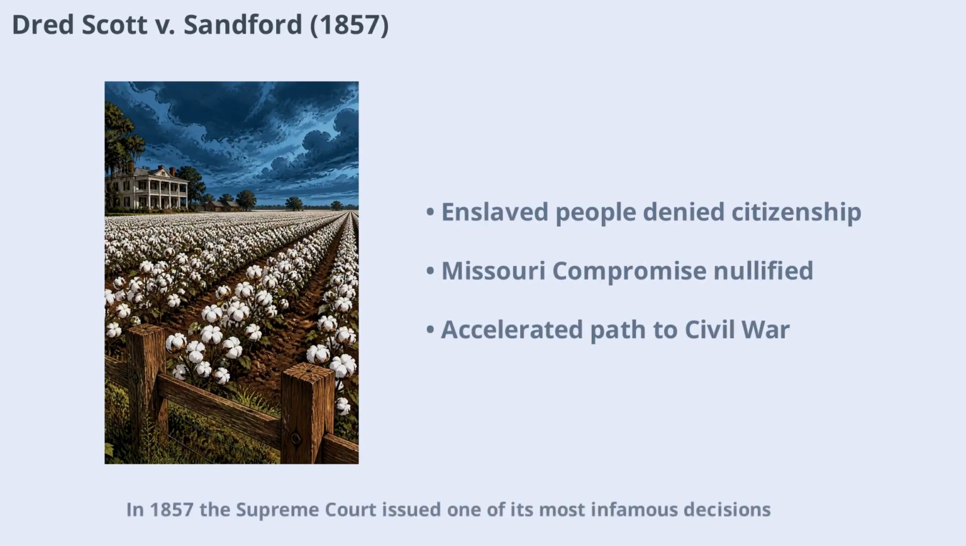In 1857, the Supreme Court issued one of its most infamous decisions, Dred Scott v. Sanford. The court declared that enslaved people were property, not citizens, and therefore had no standing to sue in federal court. This devastating ruling nullified the Missouri Compromise and pushed the nation closer to civil war.